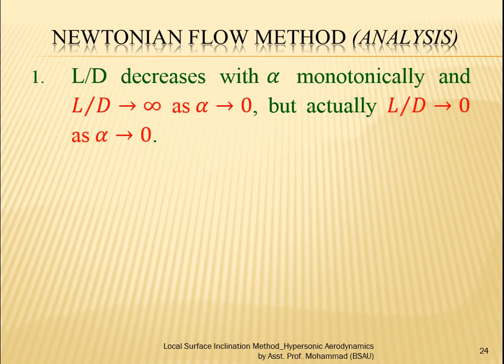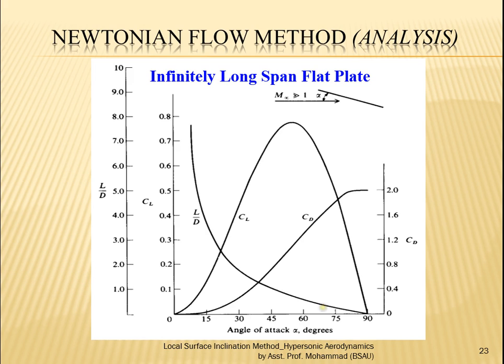L by D decreases with alpha monotonically, and L by D becomes infinity as alpha goes to 0, but actually L by D is 0 at alpha 0. Let us see the picture. Look at L by D. L by D is decreasing as alpha is increasing.